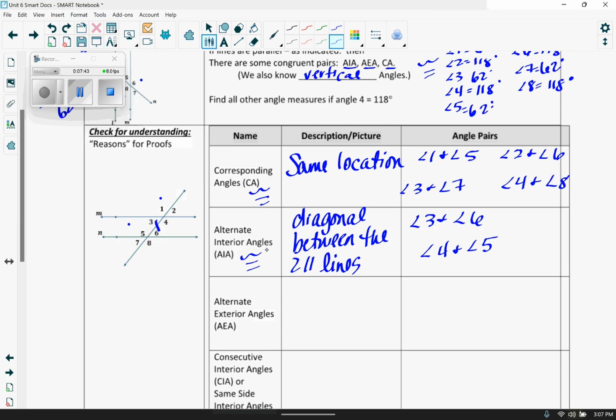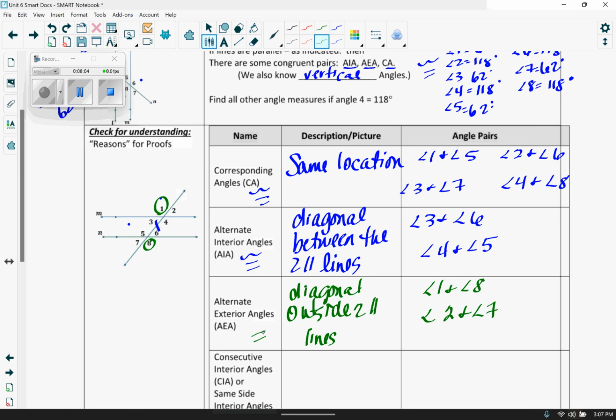Alternate exterior angles, that's going to be the outside ones. They're diagonal, outside the two parallel lines. So like angle 1 and angle 8, angle 2 and angle 7. They also are going to be congruent when I have parallel lines.